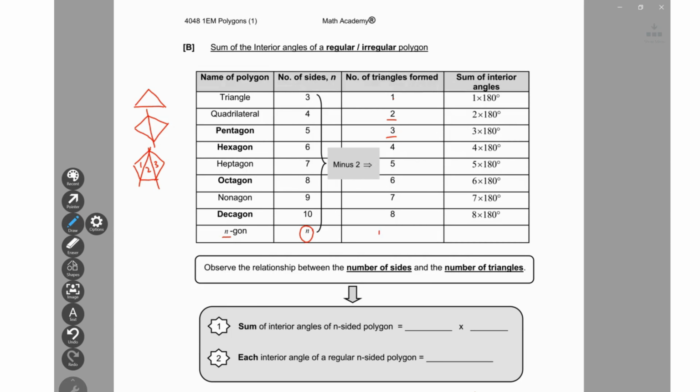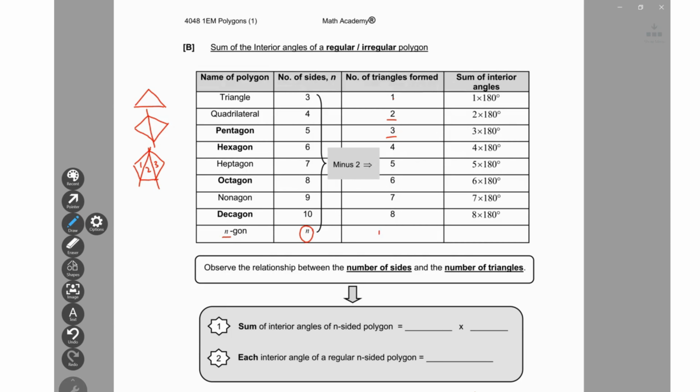Also notice that the last column, the sum of interior angles, also has a pattern going on. If this is 1 triangle, you see this is 1; 2 triangles, this is 2, and so on. So if this is n minus 2 triangles formed, this one will be n minus 2 times 180 degrees. So this is your relationship. If you're talking about an n-sided polygon, it will have this formula for interior angles. You can write it down here.